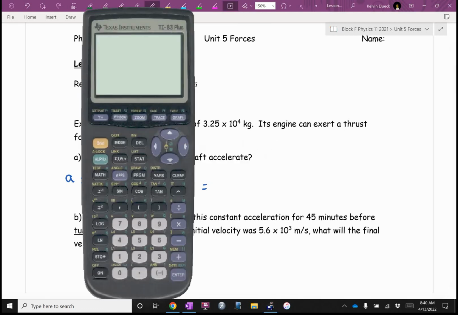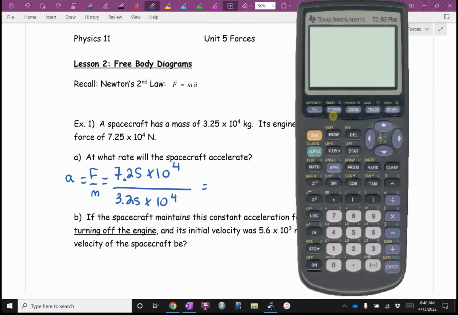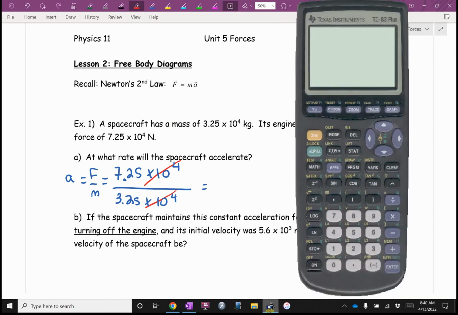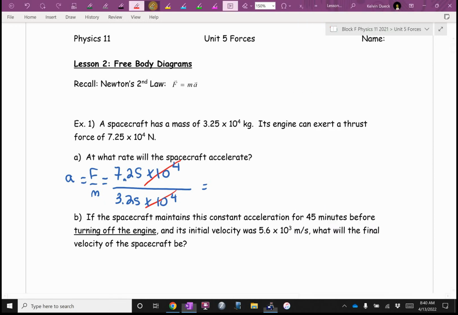Would the 10 to the fourths cancel out? You know what? That's a good point. Mallory, they would actually cancel. I could just go 7.25 divided by 3.25, which is probably less typing, so I'm going to do that. And I get an acceleration. Y'all get 2.23? Okay. Units? Cole, units? I thought you forgot the squared for a second there. Meters per second squared. Okay, good.